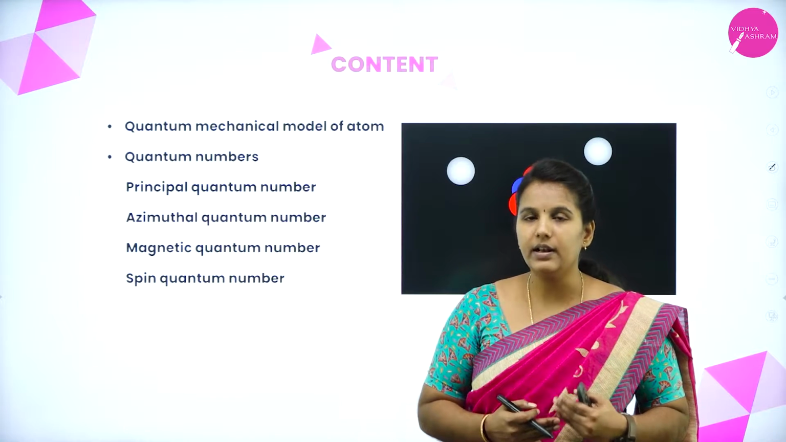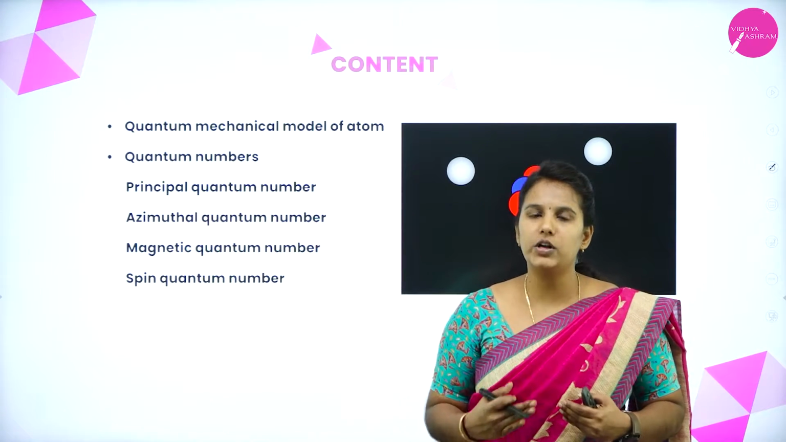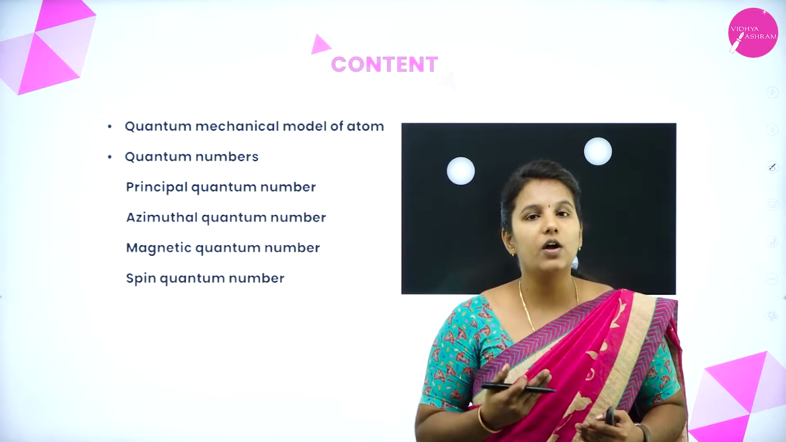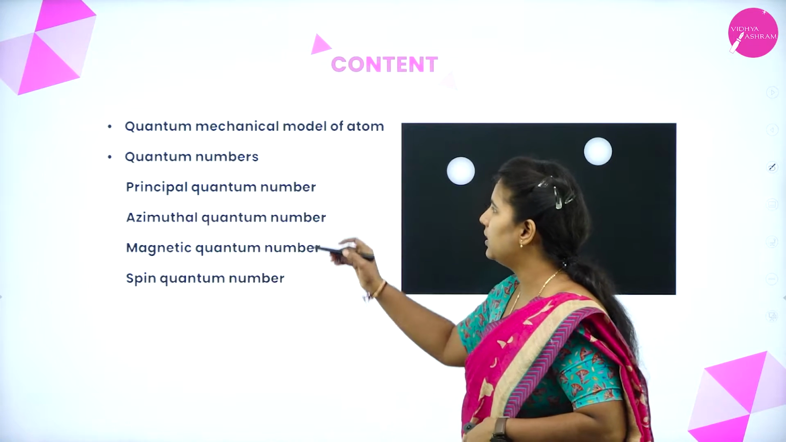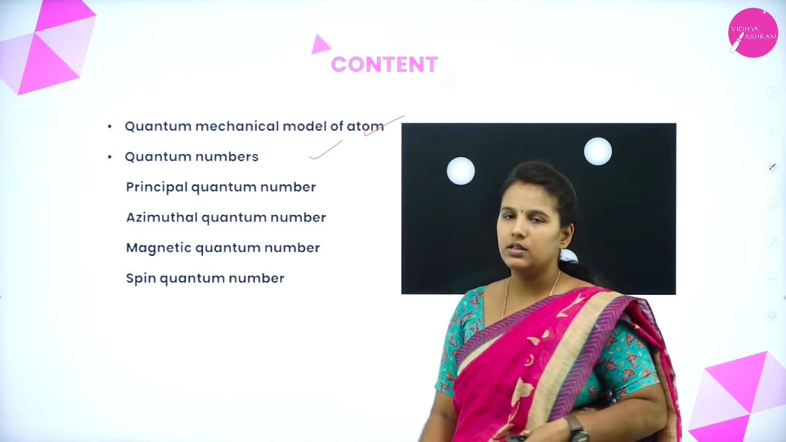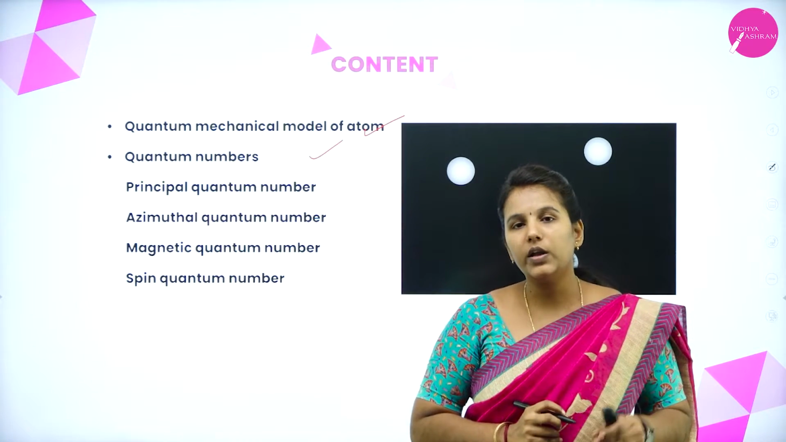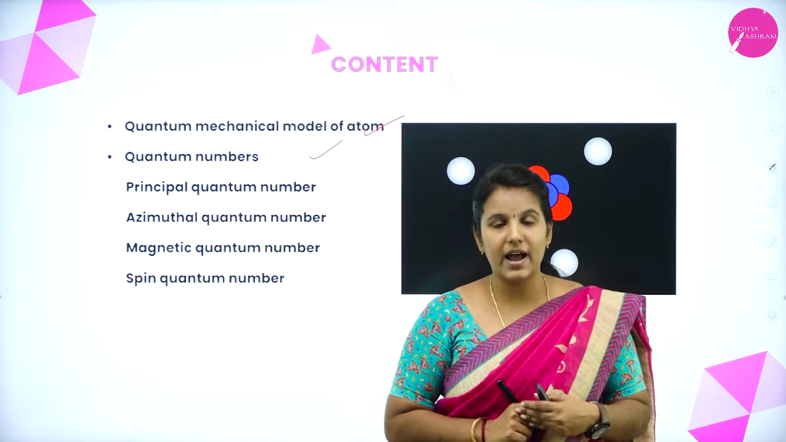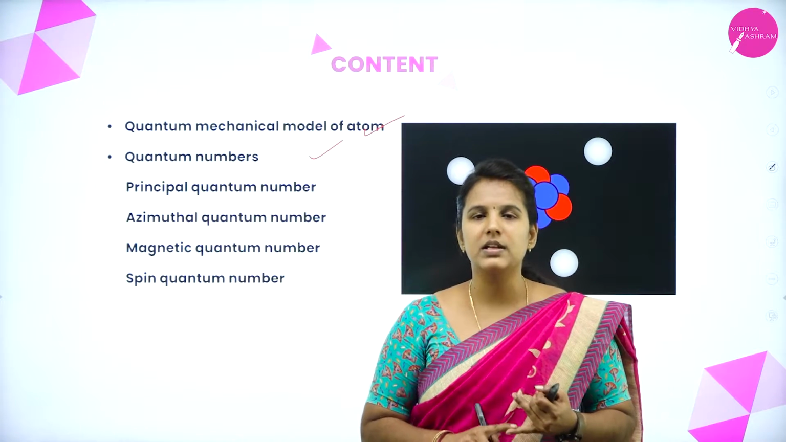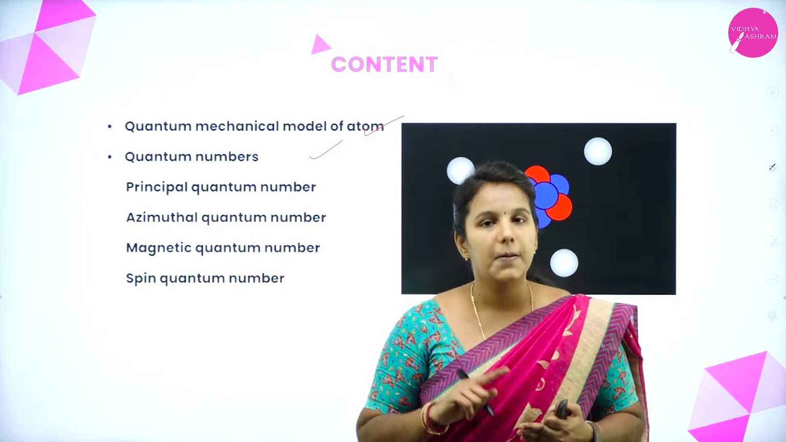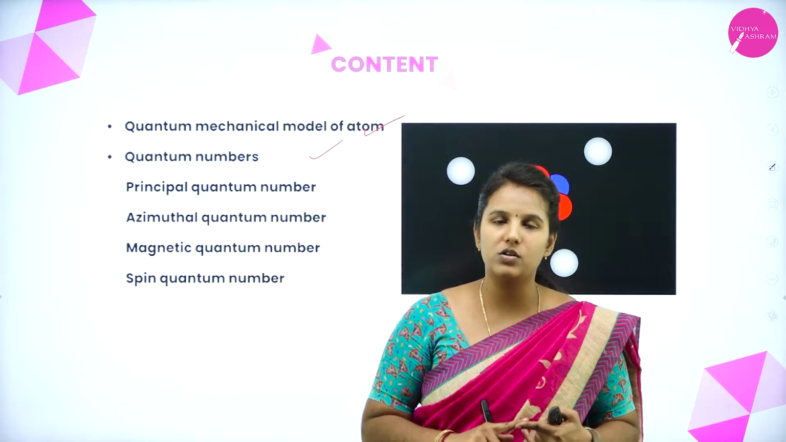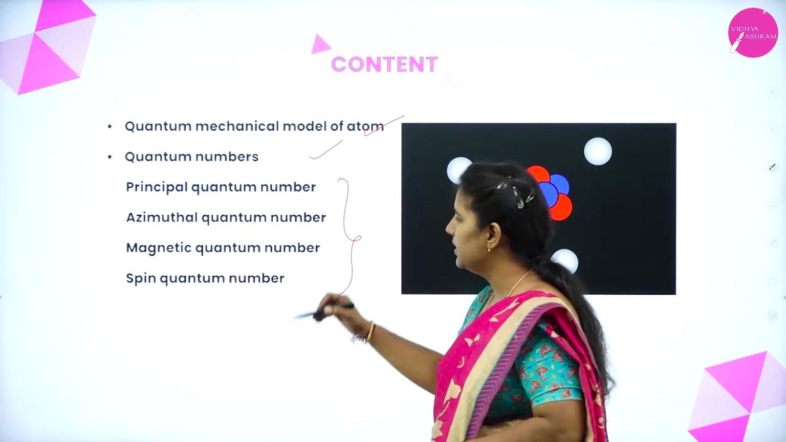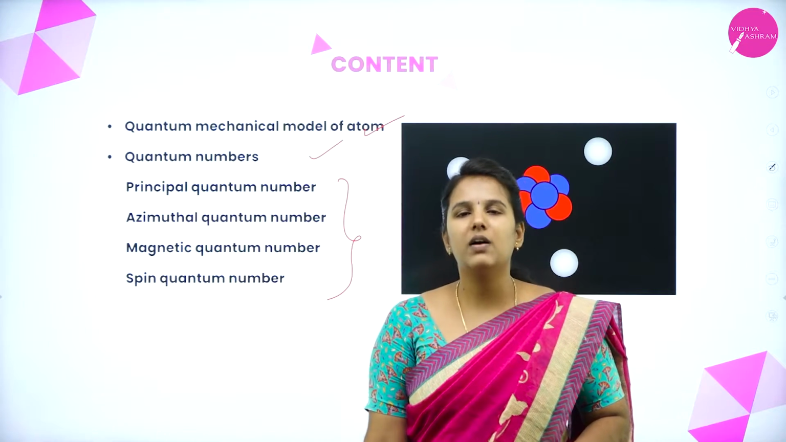So, in this session, we are going to understand more about the quantum mechanical model of an atom, and also more about the quantum numbers. Here we are going to understand the 4 different quantum numbers, named the principal quantum number, azimuthal quantum number, magnetic quantum number, and also spin quantum number. Let's see their significance and how to represent these quantum numbers.